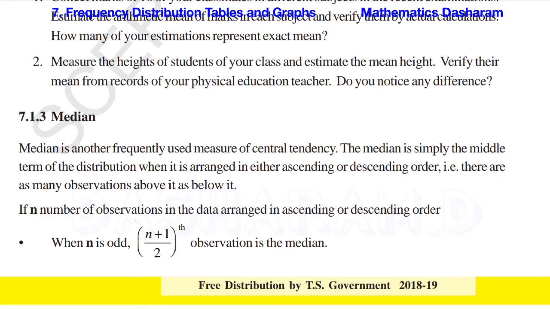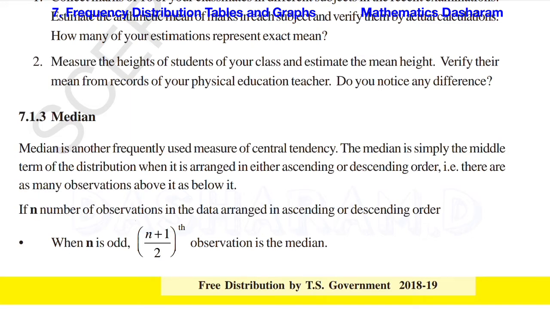So what is its formula? The median is simply the middle term of the distribution when it is arranged either in ascending or descending order. So arrange the given observations either in ascending or descending order, then the middlemost value is called the median. For example, if there are n observations in the data arranged in ascending or descending order, so there are total n observations.